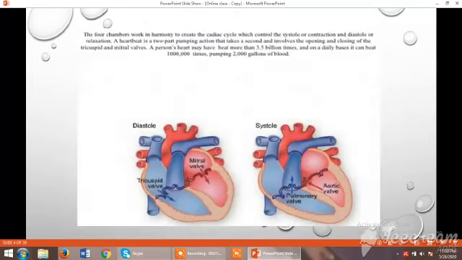Now, the most important thing for the cardiovascular system is to know about diastole and systole. In diastole, the heart is in a relaxing state, and in systole, the heart is in a contracting state.